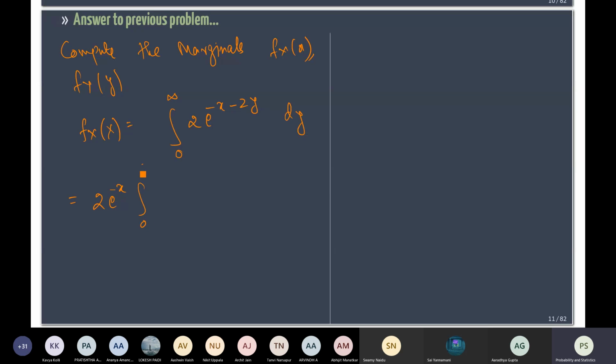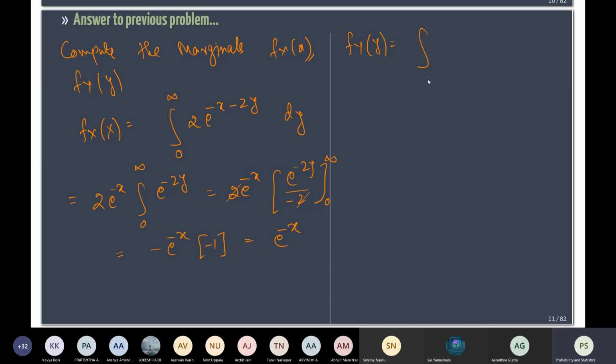Since we are integrating with respect to y, 2e to the minus x is a constant. So this is the integral from 0 to infinity of e to the minus 2y, which is 2e to the minus x times e to the minus 2y by minus 2. That's the integration of that, and the 2 gets cancelled. I take the minus out, so e to the minus x, and at infinity it is 0, minus 1. So this is minus 1 times minus, which gives e to the minus x.